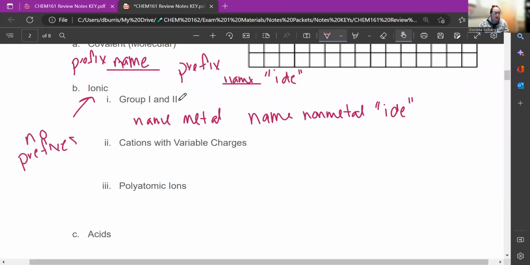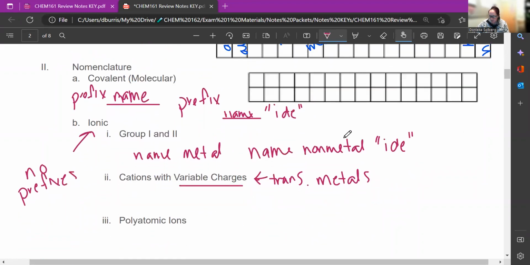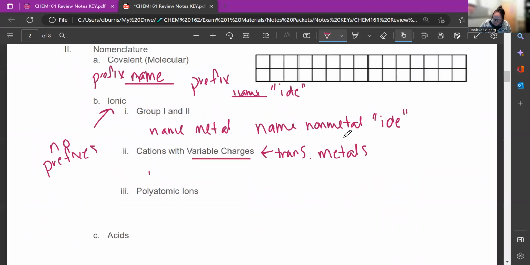That's it. Then if you have something that has a variable charge, now this is mainly the transition metals. I'm going to abbreviate as trans metals. Okay, there are a couple that have multiple different variable charges that are not transition metals, but these are mainly the transition metals. You have to have something that tells you what the charge is. This is where those Roman numerals come in. So you would name your metal, and in parentheses, you're going to put a Roman numeral.